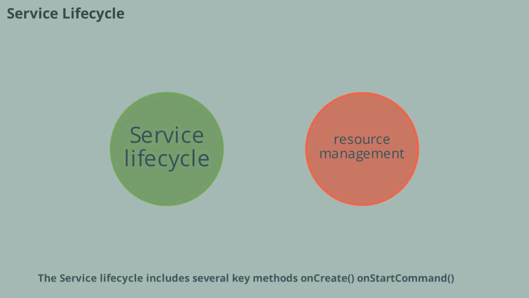The service lifecycle includes several key methods: onCreate, onStartCommand, onBind, onUnbind, and onDestroy. OnCreate initializes resources. OnStartCommand performs main tasks. OnBind enables communication. OnUnbind handles client disconnects, and onDestroy releases resources. Managing these methods properly ensures efficient resource usage and prevents memory leaks.